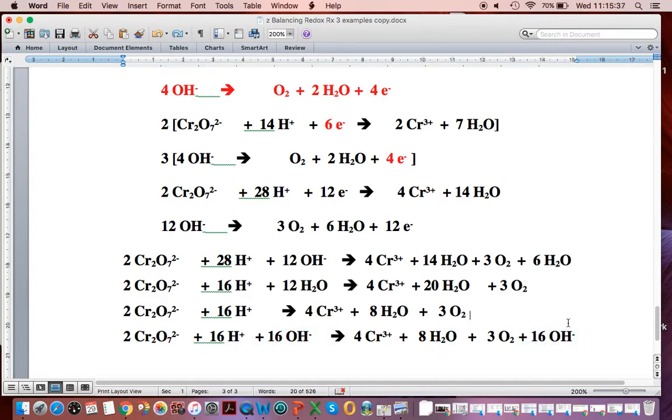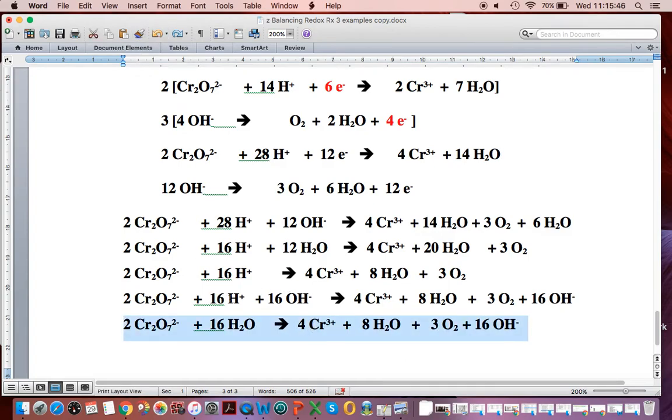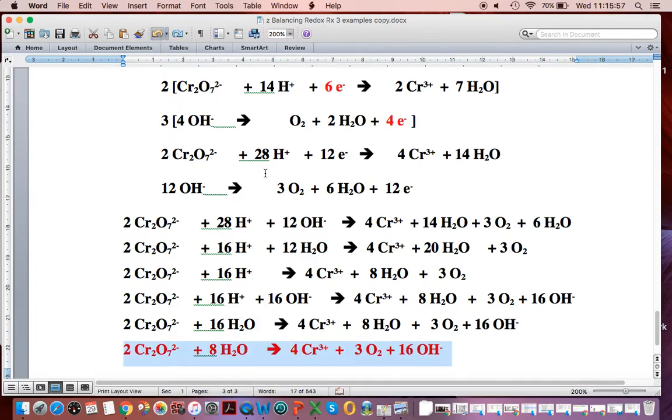Flips it to base. We know this is going to come together and make 16 waters. So that's where that comes from. There's our 16 waters. And we've included our 16 OH minuses. 16 waters on the left, 8 waters on the right. That means we end up with a net of 8 waters on the left. And that is our final reaction.